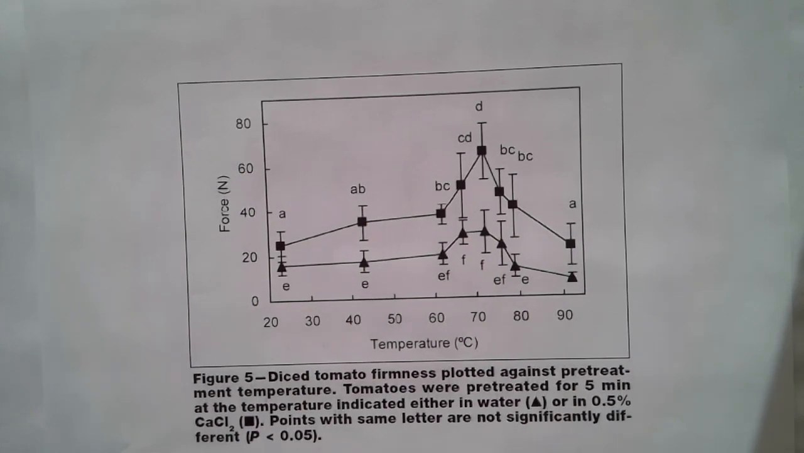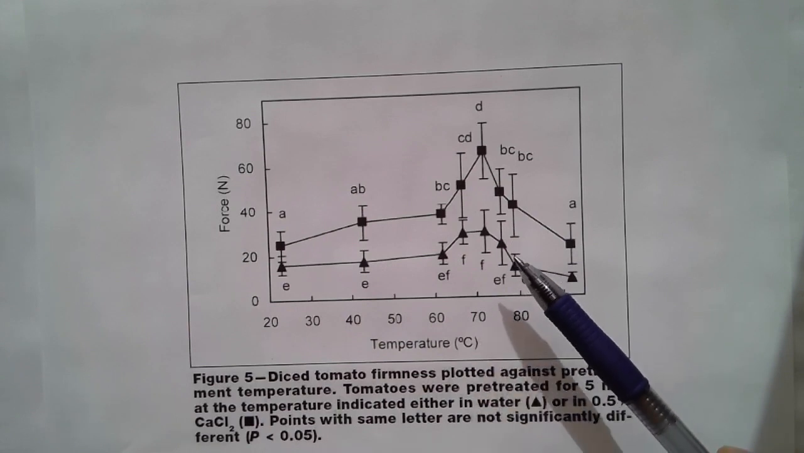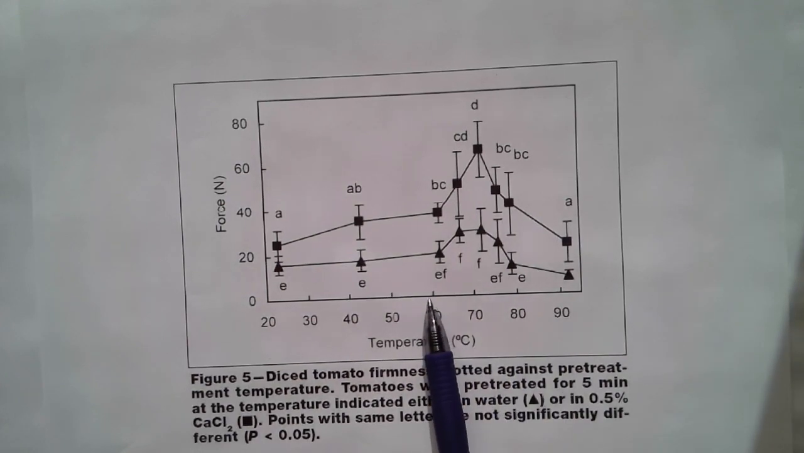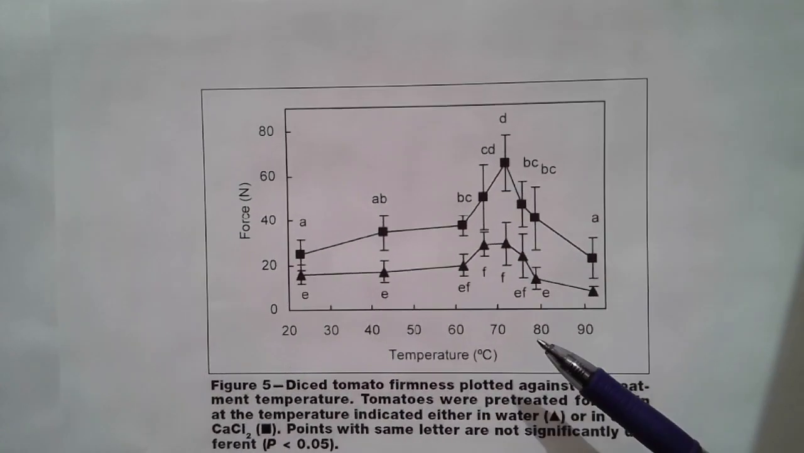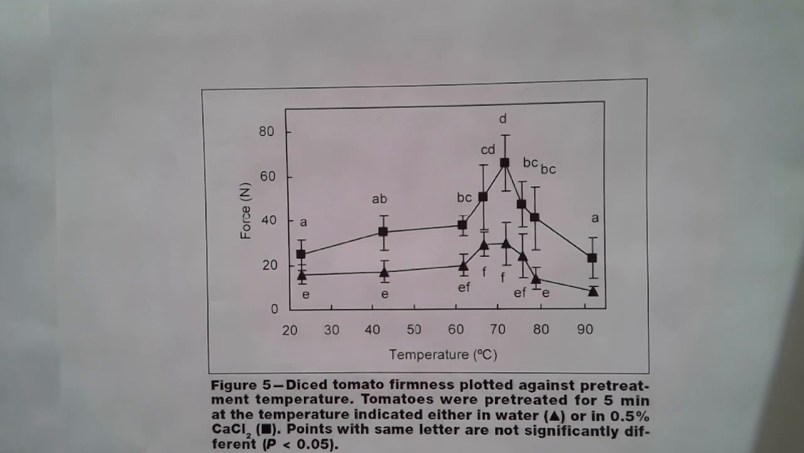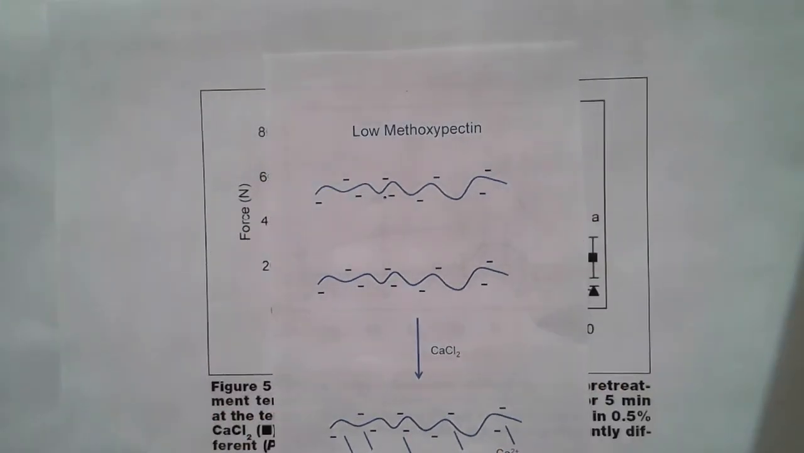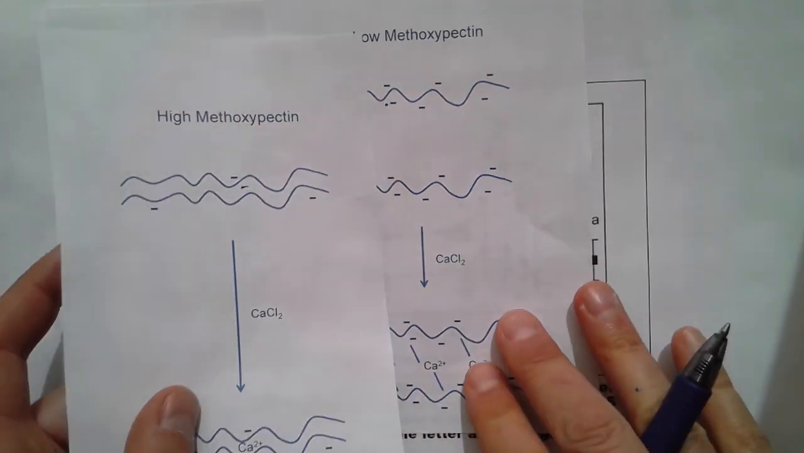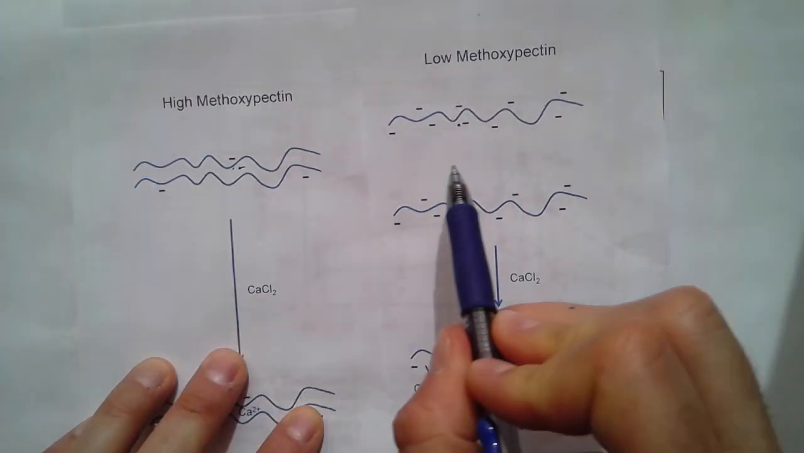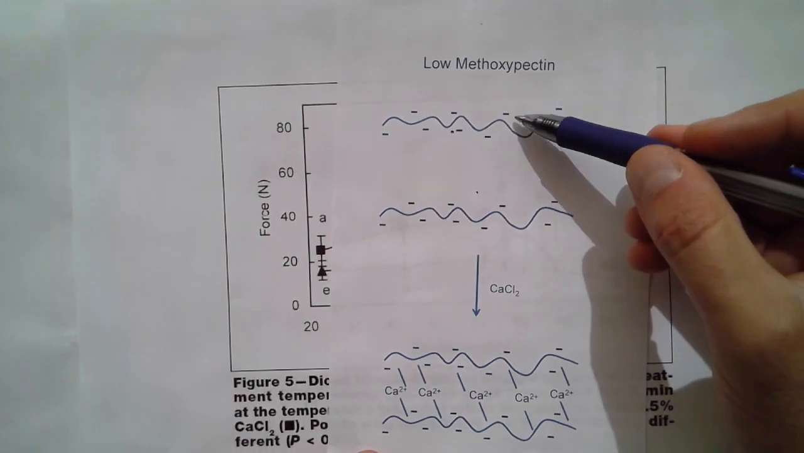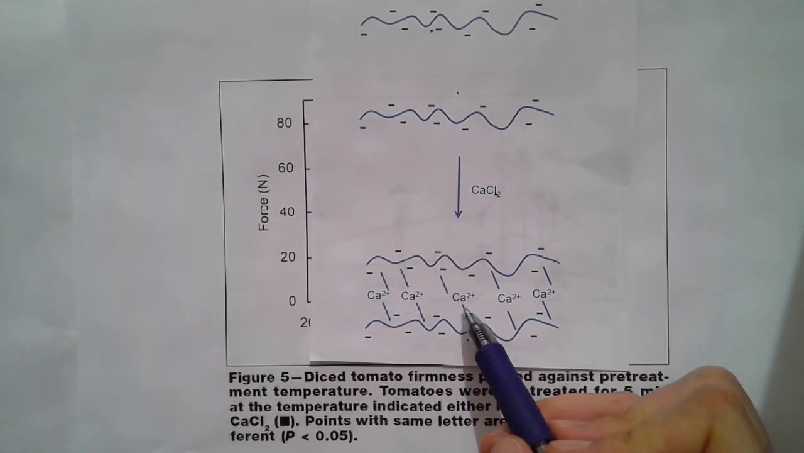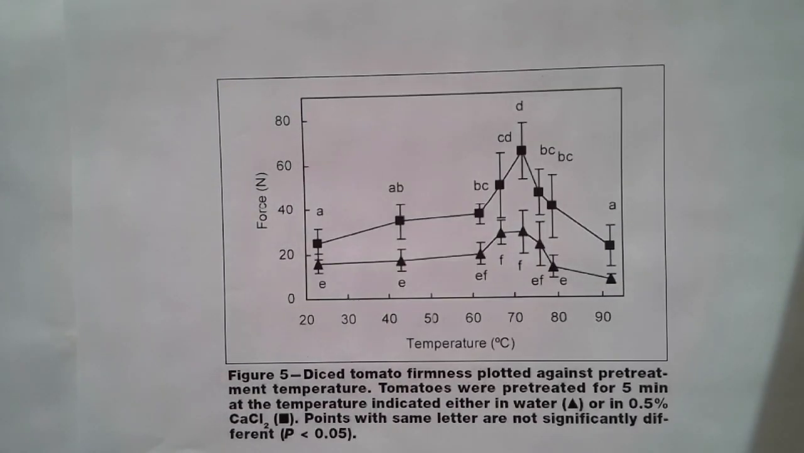However, if they take those cans and expose them to higher temperature, in the range where PME is most active, so it's this range right here, at least according to this study, between 60 and 80 degrees C, we see the greatest effect in firmness. And that's because we're allowing PME to really work and to convert a lot of the high methoxy pectin into low methoxy pectin. We're getting a lot of these charged pectin molecules now and in the presence of calcium chloride, we're able to form lots of these cross links. And again, the effect of that is increased texture, increased firmness.